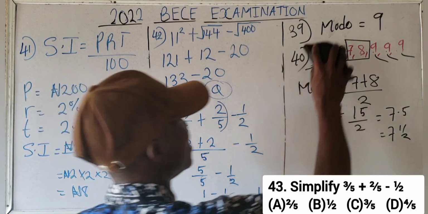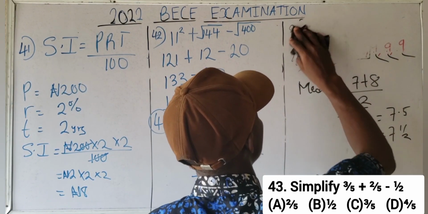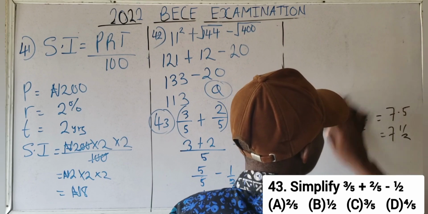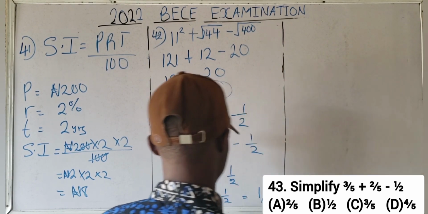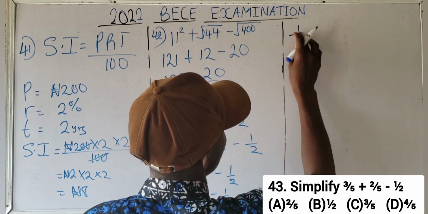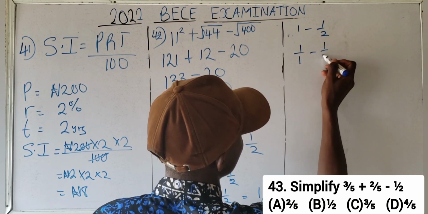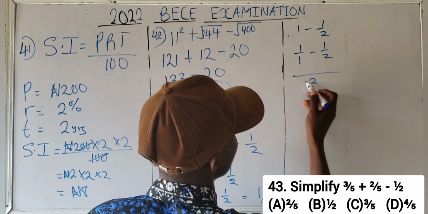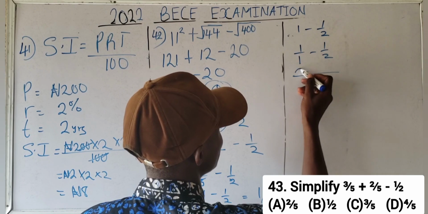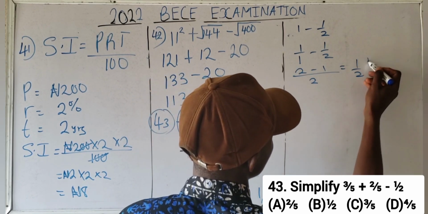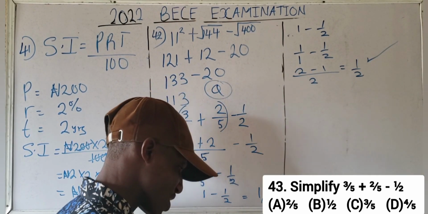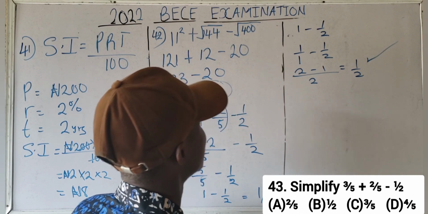1 minus half is half. But mathematically, if you want me to show it, that's what I want to do now. See, 1 minus half can be written as 1 over 1 minus 1 over 2. Take the LCM. The LCM is 2. 2 divided by 1 is 2. So I'm going to have 2 times 1 is 2. 2 minus 1 equals 1 over 2. So the correct option to that question is option B. You understand? The answer is half.